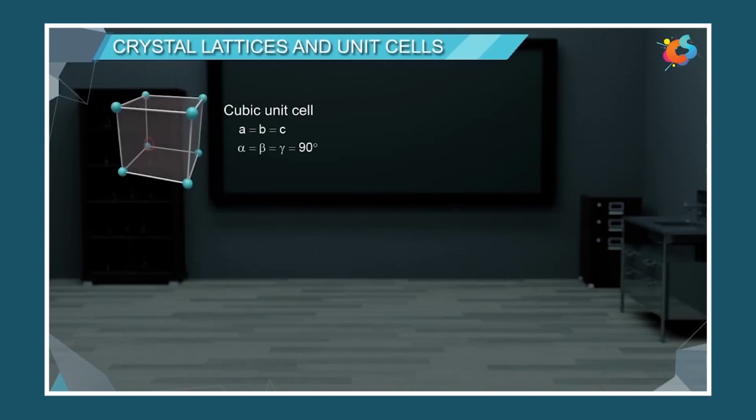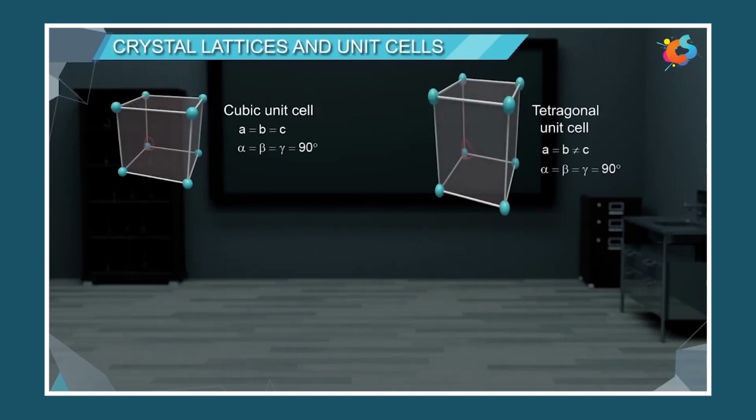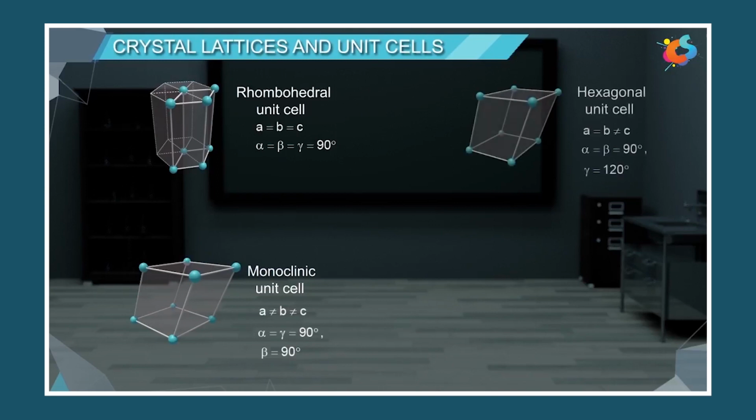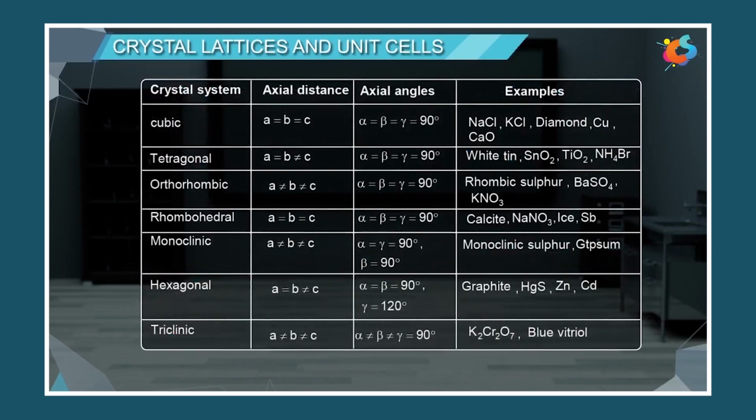There are 7 possible combinations of a, b, c and alpha, beta, gamma for forming 7 types of unit cells. These are also called crystal systems. They are the cubic unit cell, tetragonal unit cell, orthorhombic unit cell, monoclinic unit cell, triclinic unit cell, hexagonal unit cell and trigonal or rhombohedral unit cell. Dear students, please memorize these characteristic properties as they are a very important topic for your competitive exam.